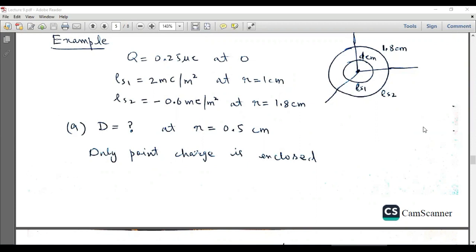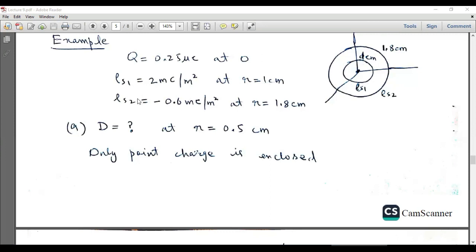In this lecture, I am going to solve a couple of numerical problems to understand deeply the concept of electric flux density. So in the first problem, we are given a point charge of 0.25 microcoulomb located at origin, and we are given a surface charge density of 2 millicoulomb per meter square located at r is equal to 1 centimeter. This r is equal to 1 centimeter is a spherical surface whose radius is equal to 1 centimeter, and it is this surface, inner surface.